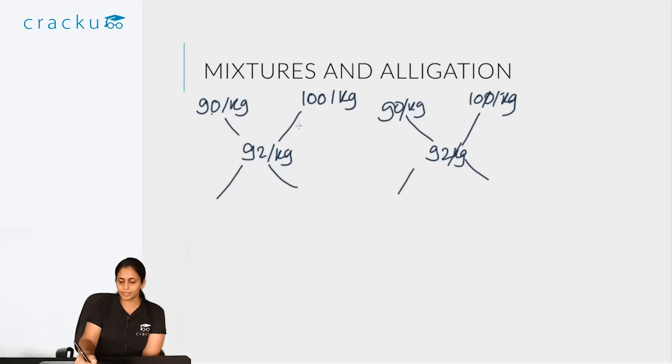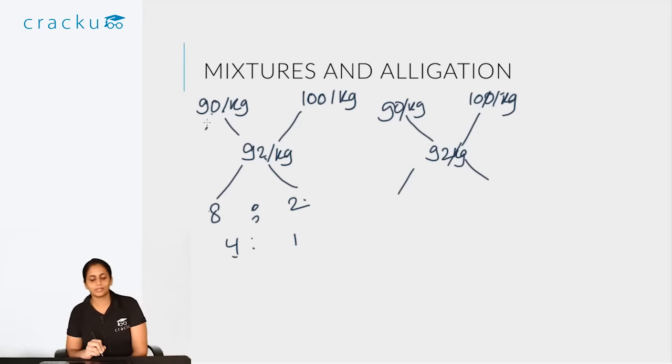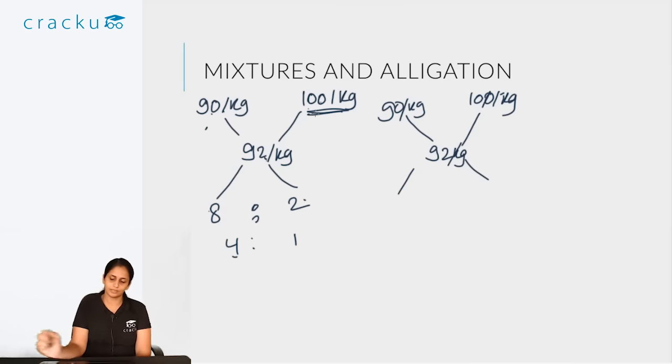Just draw this figure quickly, and then this minus this, that is 8, and over here you write this minus this, that is 2. So the required ratio of mixing is 8 is to 2, that is 4 is to 1. So you take 4 parts of the rice costing 90 per kg for one part of the rice costing 100 per kg. So this is the basic idea behind allegation. This is extremely useful for answering questions where you are asked in what ratio should these be mixed so that this is the end result.